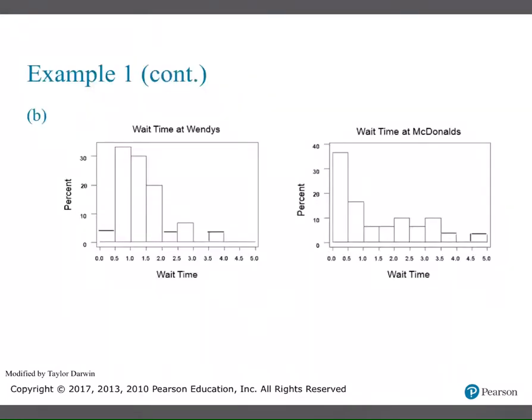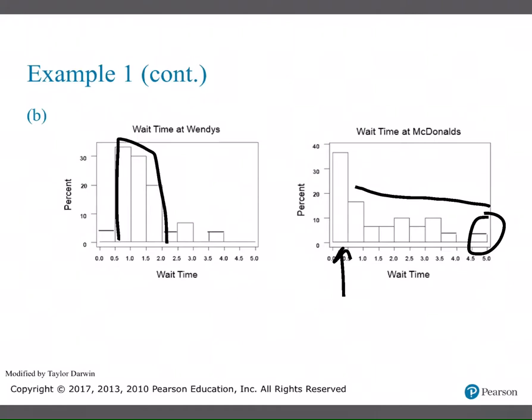Here are the histograms for the wait times. They look kind of similar, but a lot of McDonald's is here. So it looks like McDonald's gets a lot of theirs in and out, but we've still got some people that have to wait up to 5 minutes. And it's pretty spread out, McDonald's is. I mean, it's all through here.